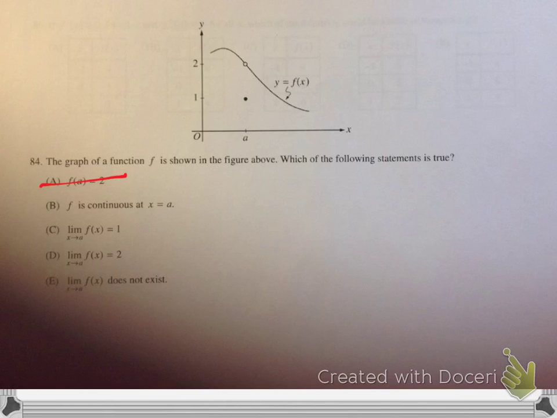Okay. F is continuous at x equals a. Well, at x equals a, you can see there's a hole in the graph, so no, it's not continuous. Take that out. The limit as x approaches a, so as I approach a from the right side, it's 2. As I approach from the left side, it's 2, and therefore it's 2. But this says 1, so that's wrong. But choice D, that one is correct, so it is choice D.